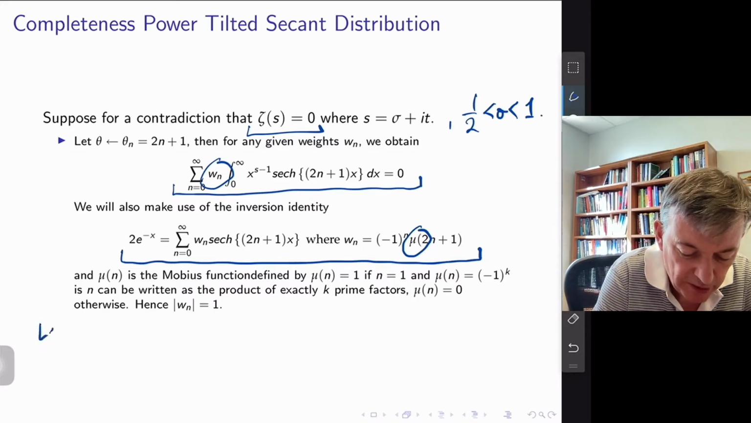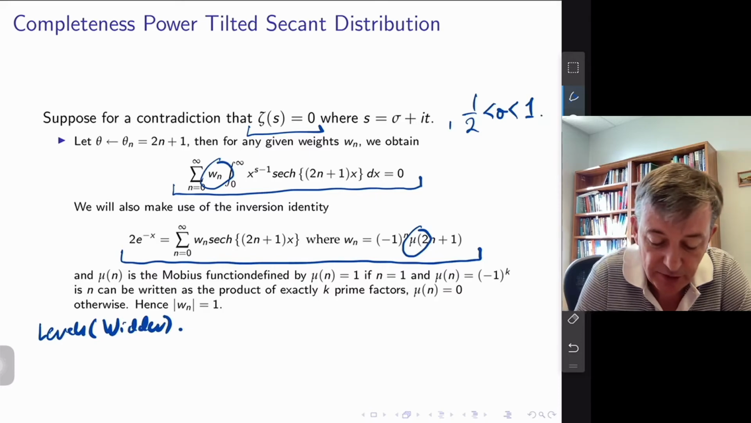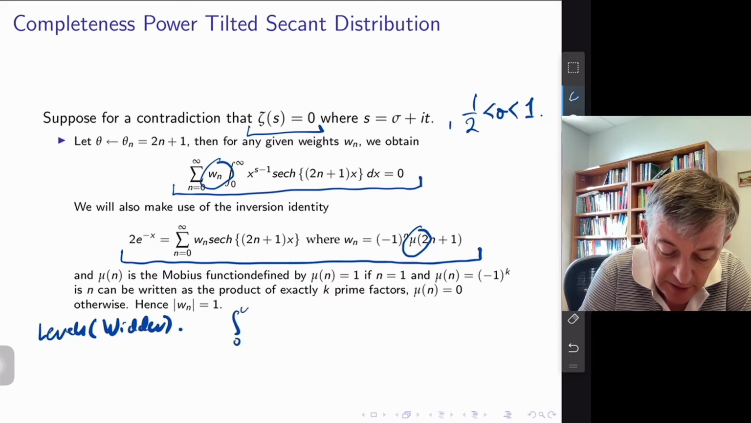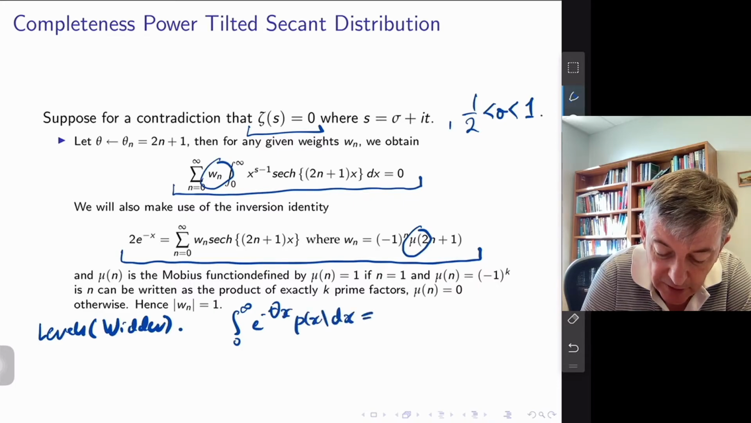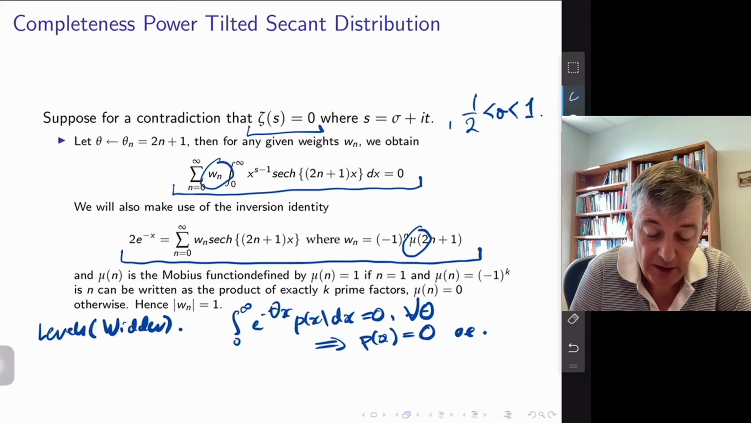Now, why is that useful? Well, there's something called Lerch's theorem. And Widder in the 1940s has a book that talks about Lerch's theorem. What does Lerch's theorem say? Well, if the integral of e to the minus theta x times the probability density is equal to 0 for all theta, then that implies that p of x must be equal to 0 almost everywhere.